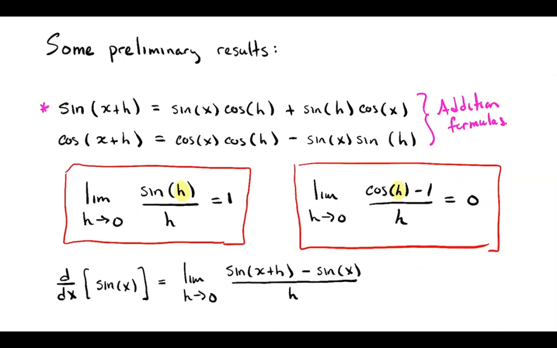Looking at the limit definition, we'll just start it off. The limit definition of derivative is we take the limit as h goes to 0 of the function's value at x plus h minus the function's value at x, divided by h. The first algebraic move I'm going to do is replace this sine of x plus h in the numerator with what it equals in terms of the addition formula, those two terms: sine of x times cosine of h plus sine of h times cosine of x.